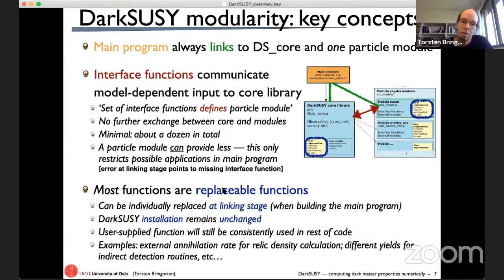Then you can replace the functions of the library, not by actually overwriting them. So you leave all the installation completely untouched, but just at linking stage, tell the main program that, no, look, instead of the invariant rate coming from there, take my own user supplied one. And this is again a concept that we will explore in some detail, and it is very handy and makes changes very easy to implement.